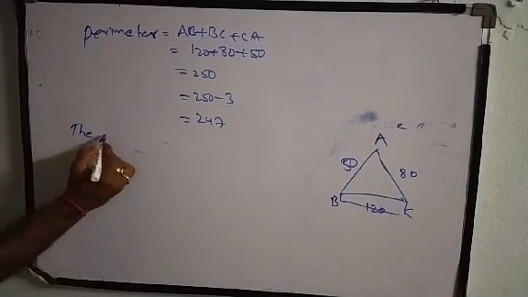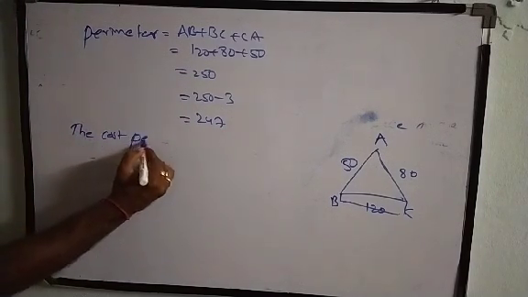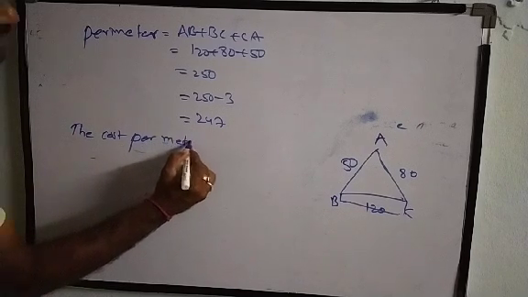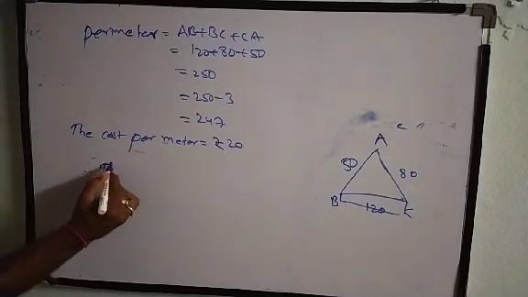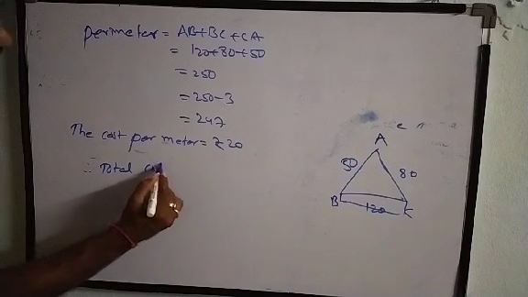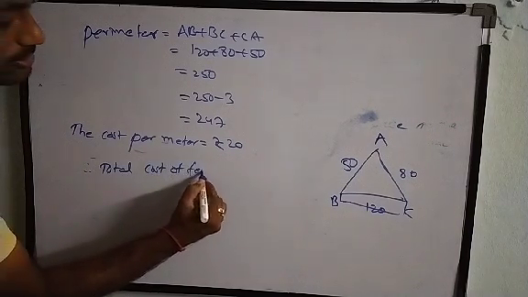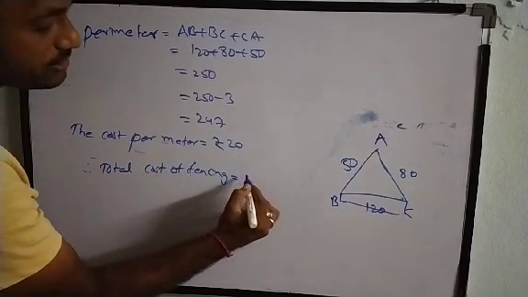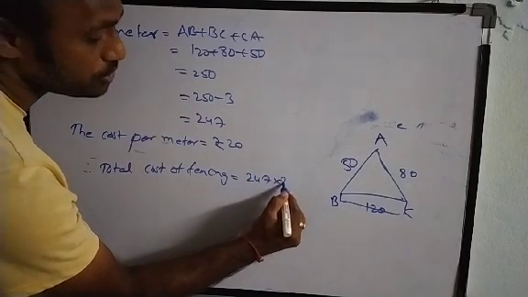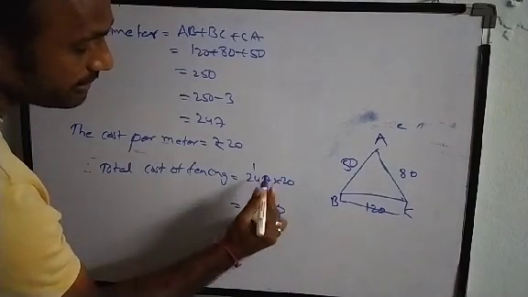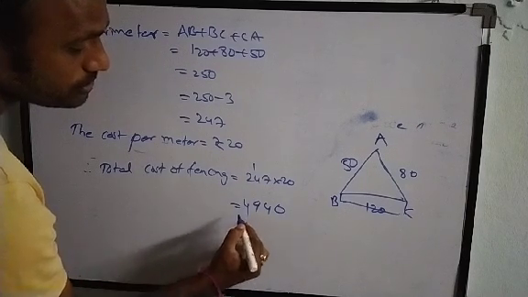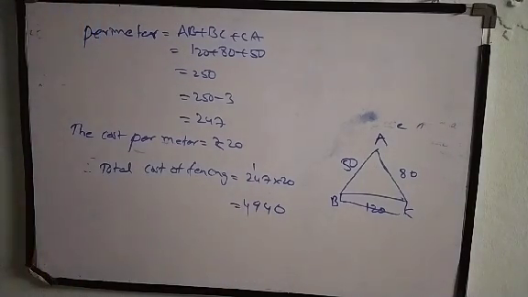So the cost per meter we are spending is rupees 20. Therefore total cost of fencing is equals to 247 into 20, so 4,940 rupees overall cost.